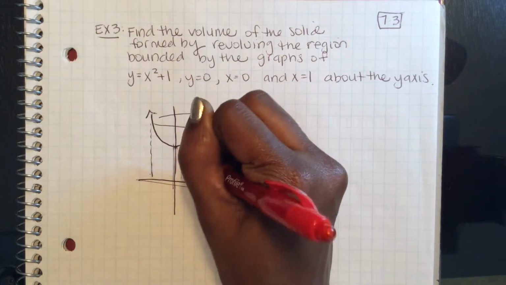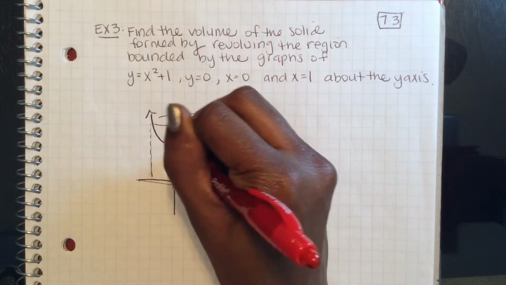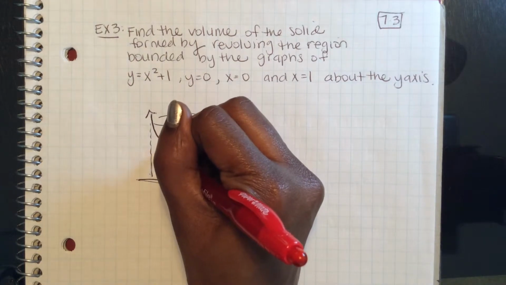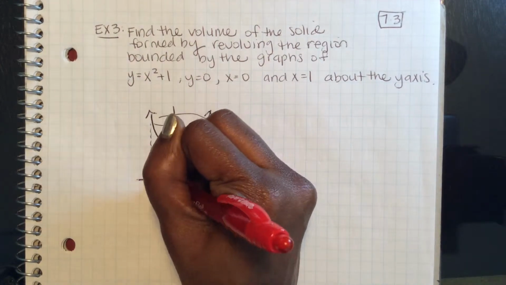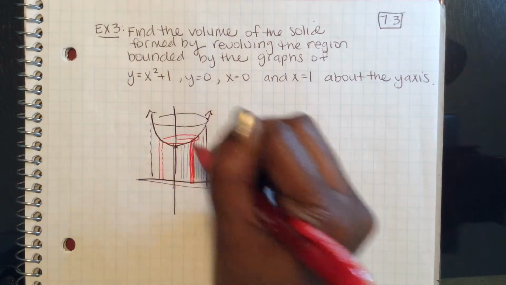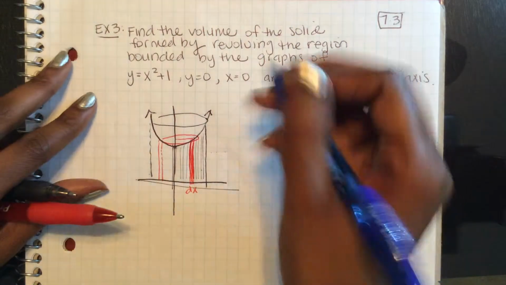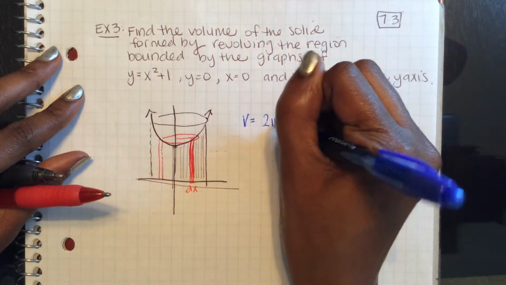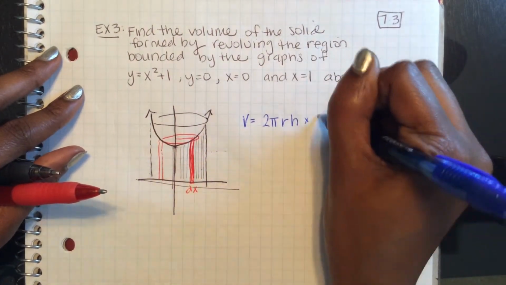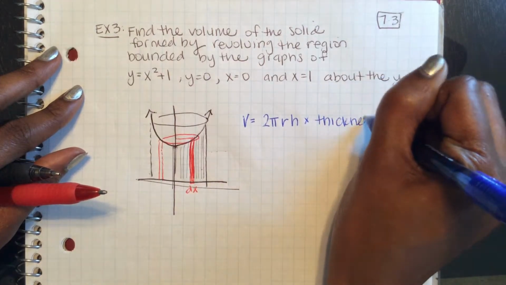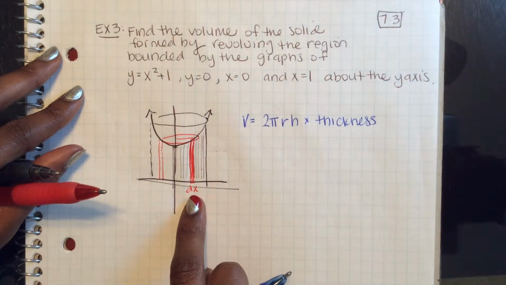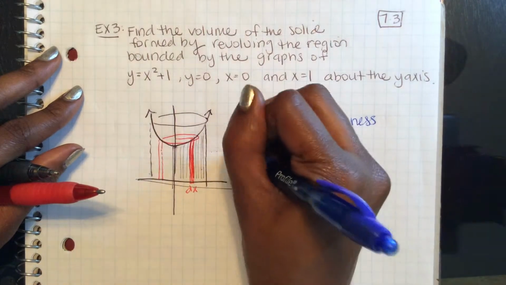So here, if I draw this Riemann sum, it'll be the same Riemann sum no matter where I draw it. And there's my shell, dx. And remember, I'll do infinitely many of those Riemann sum shells. So volume equals 2 pi r h times thickness. My thickness is dx, which lets me know this should be in terms of x.